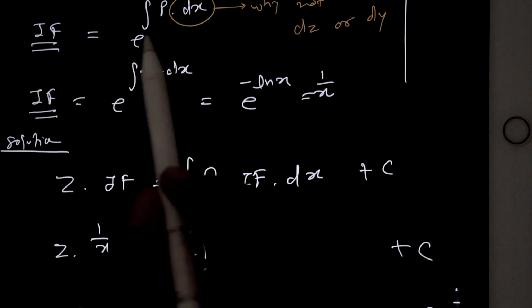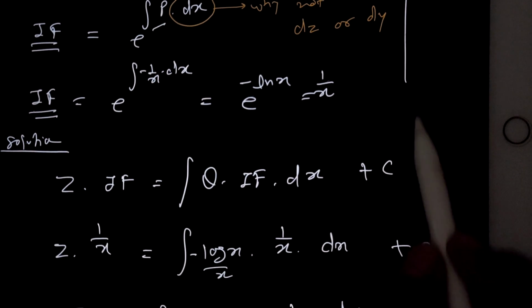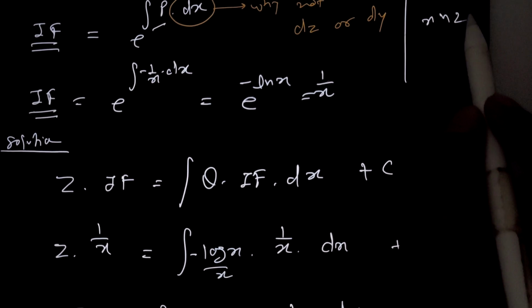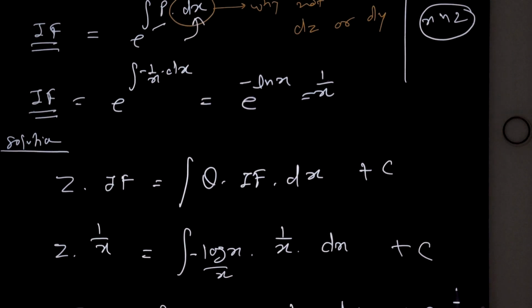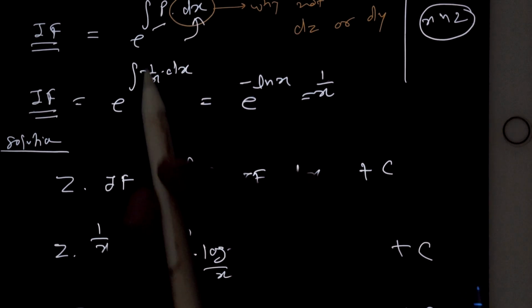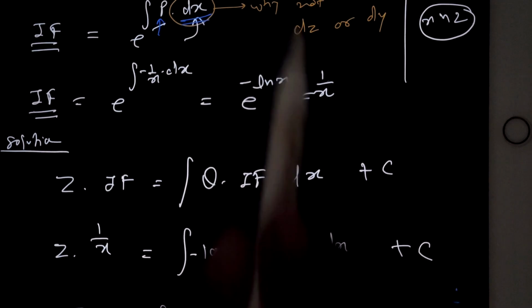So this time your integrating factor will be e to the power integral p dx. Now my question is, in this question we are using x, y and z, 3 variables. So which one will you write here? Think, p is the function of what? So guys, p is the function of x, so you will integrate with respect to x.